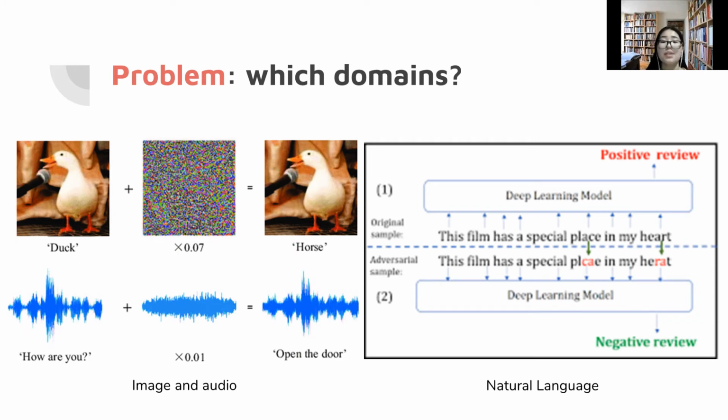Next, we need to also mention the domains that we want to consider. Since adversarial attacks are more explored in image domains, we want to go beyond that and explore non-image domains such as audio and NLP, as given in these examples.